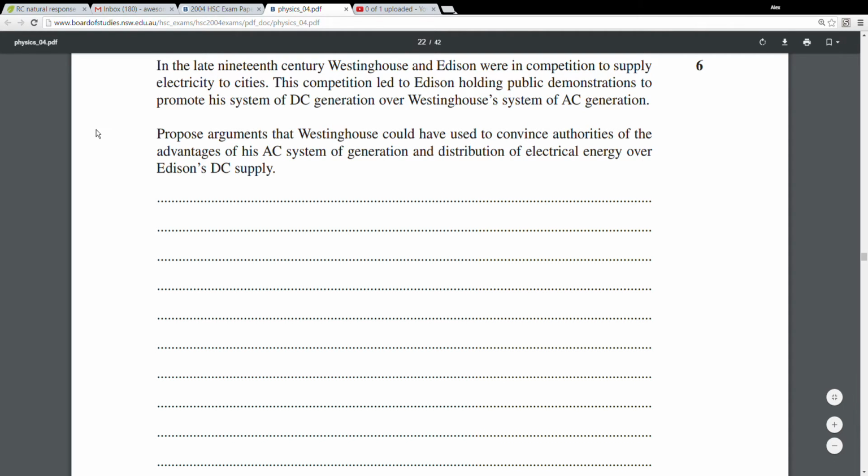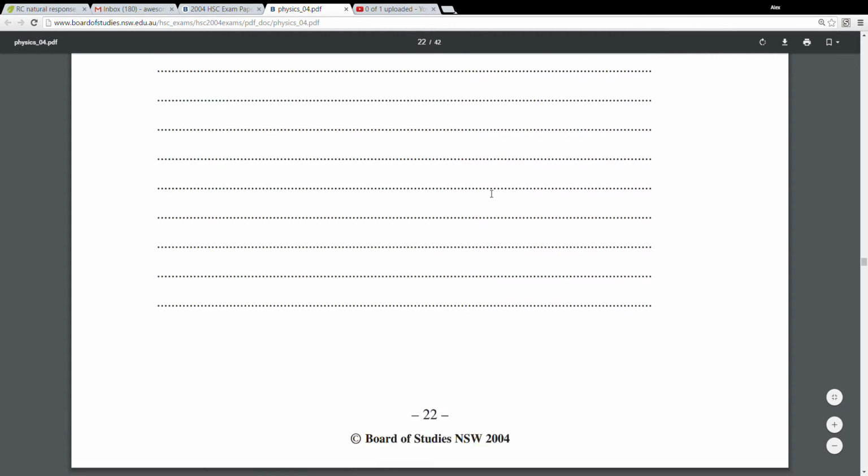But propose arguments, so we need to list advantages over the DC system, sorry, that the AC system has, and it's 6 marks. So I'm kind of thinking we're going to be needing 3 main points, and then 3 advantages, relating both to generation and distribution. Okay.